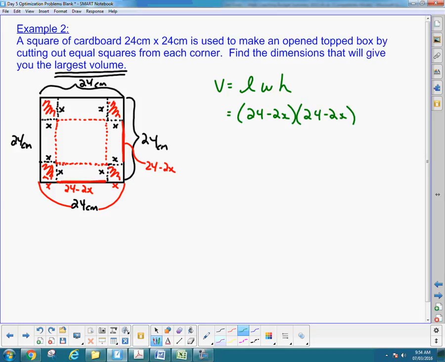And then all that's left is to consider the height. Well, these flaps that are left over, these flaps here, they get folded up. And that's what makes the edge of the box. And its depth is the height that I'm referring to, and its depth must be x. So the height of the box is actually x.